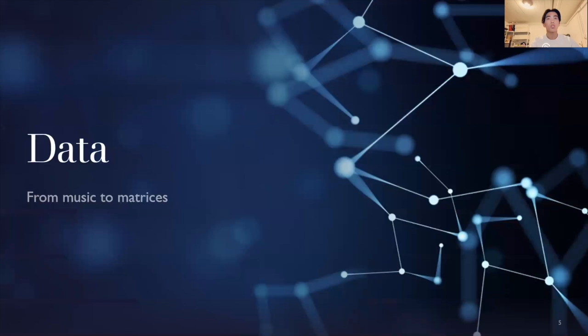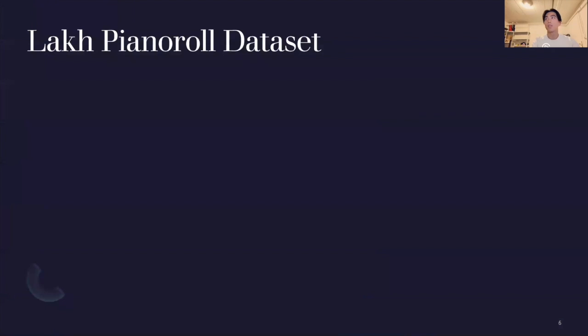And so the first question we had to address was, how do we transpose music to numbers for our deep learning models? Well, for this, we use the LAC piano roll dataset, which is a MIDI dataset. And it works like this.